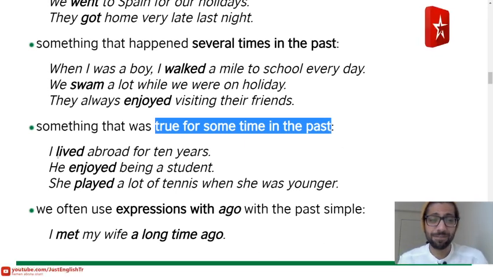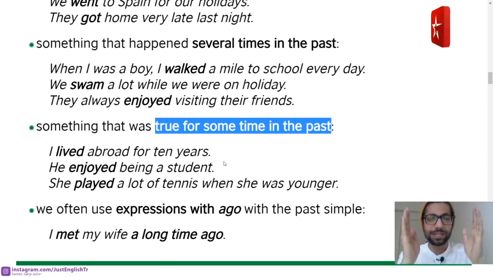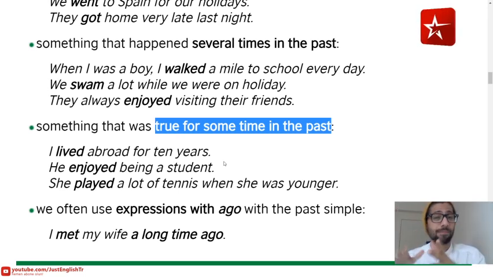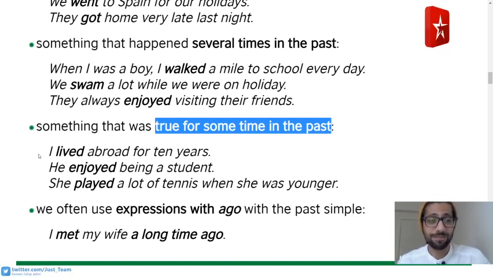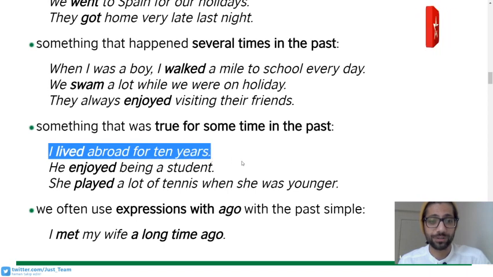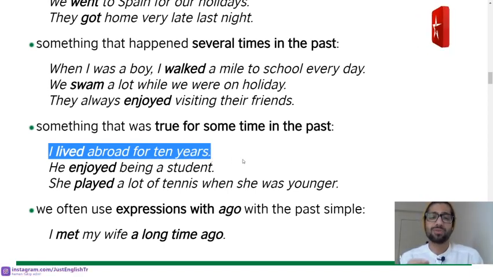So I lived abroad for 10 years. So this period of time, 10 years, this is the sometime, which means now I am maybe living in a different place, or I am back in my hometown. So I lived abroad for 10 years. So it's true for some time in the past.